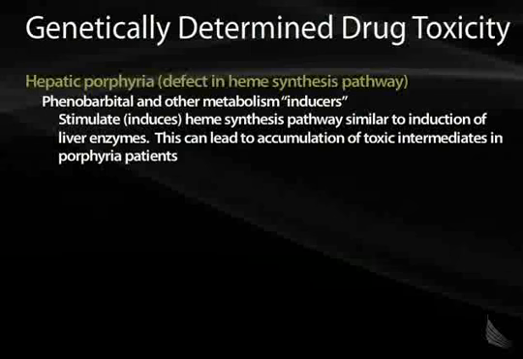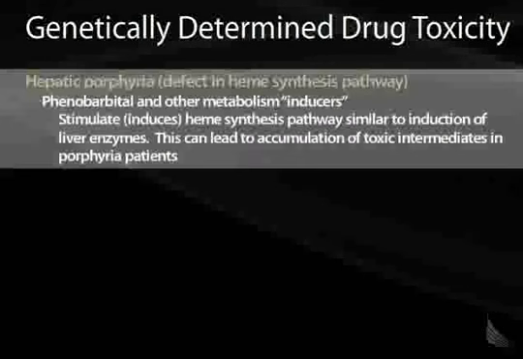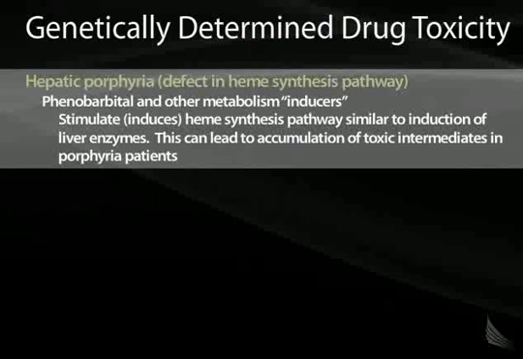Another example of genetically determined drug toxicity is hepatic porphyria, which is a defect in heme synthesis pathways. Other inducers, such as phenobarbital, can stimulate the heme synthesis pathway. This can lead to toxic intermediate accumulation and cause hepatic disease.